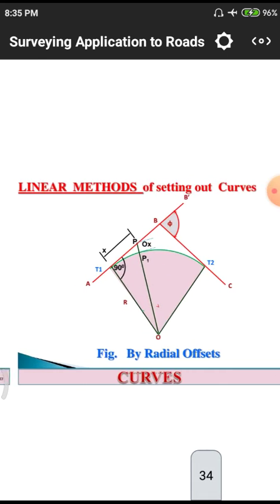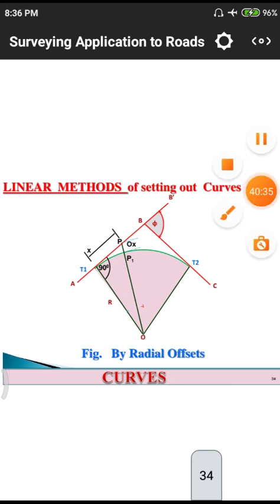Okay, this is a better example. It is one method, that means we are taking offsets. In these offsets, we calculate a particular x value, and by using those x values, similarly x1, x2, x3, up to this B point, we take those offsets.